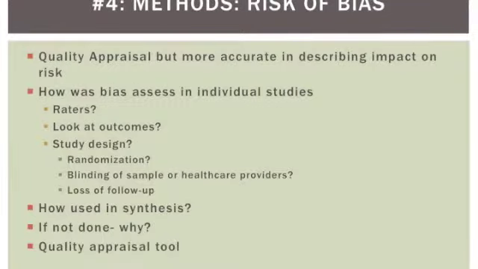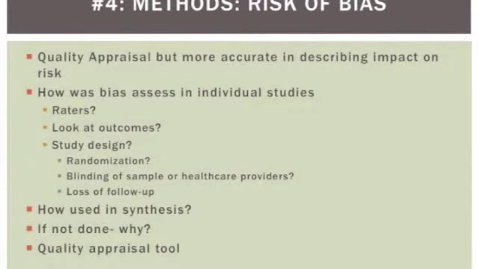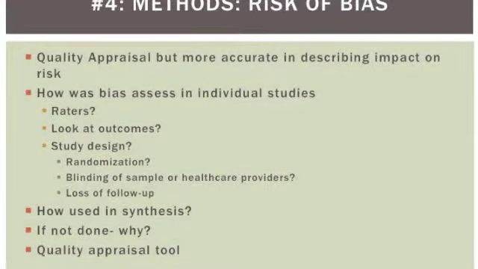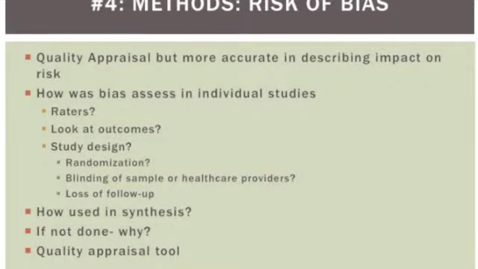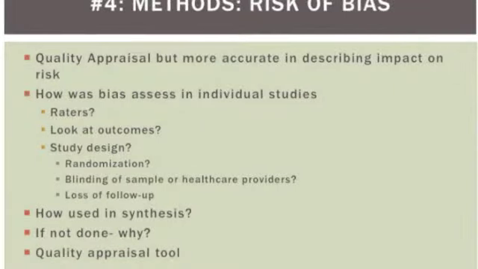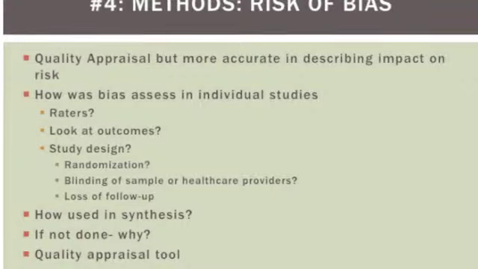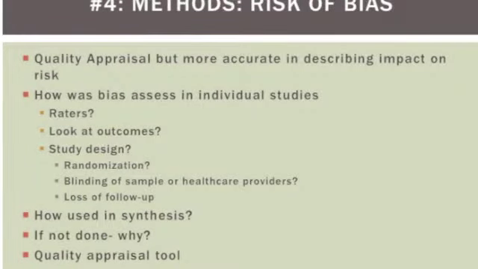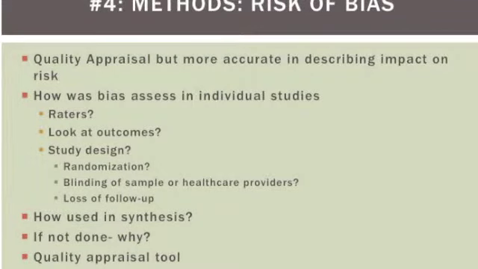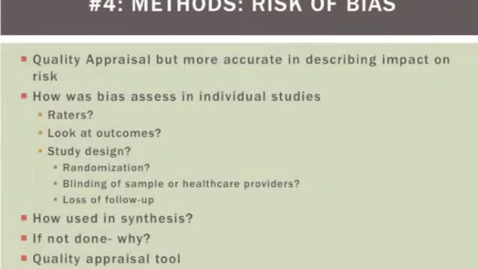Some of these examples. In the methods section, you want to indicate the risk of bias assessment. This was often called a quality appraisal, but more accurately, it's describing the impact of bias. How was bias assessed in individual studies? Were there raters? Did they look at the outcomes or the study design, randomization of the study, blinding of the sample or healthcare providers? Was there loss to follow-up? How was this risk of bias synthesized? If it was not done, why was it not done? What quality appraisal tool was used?